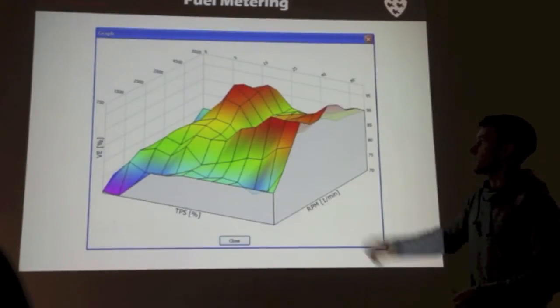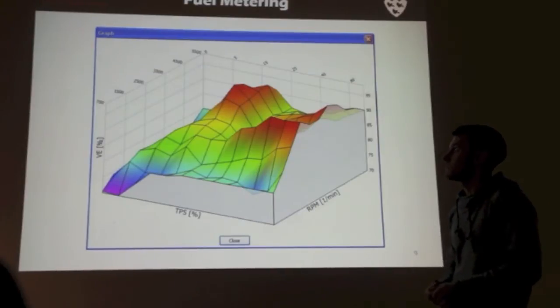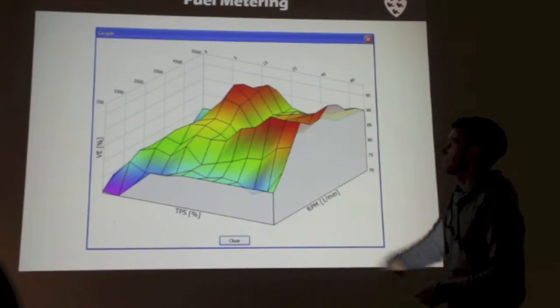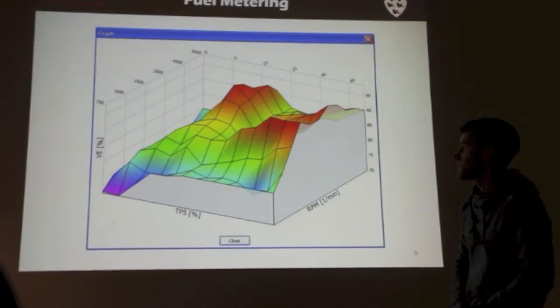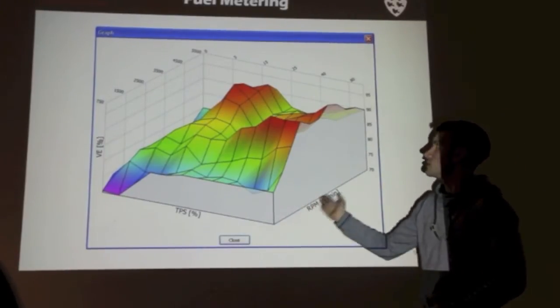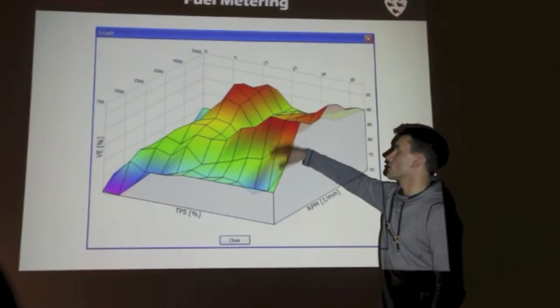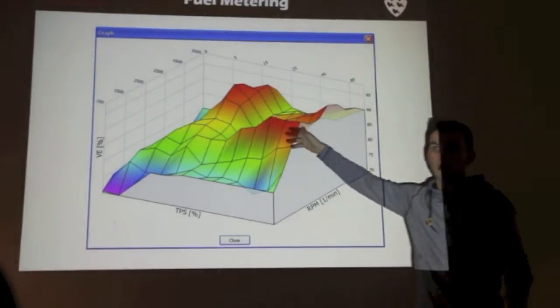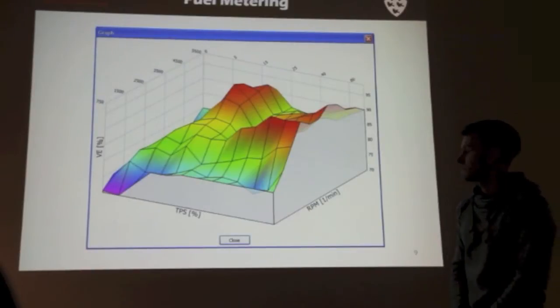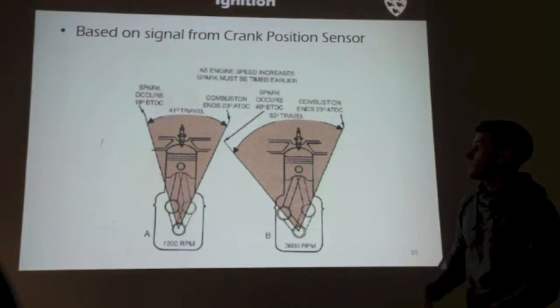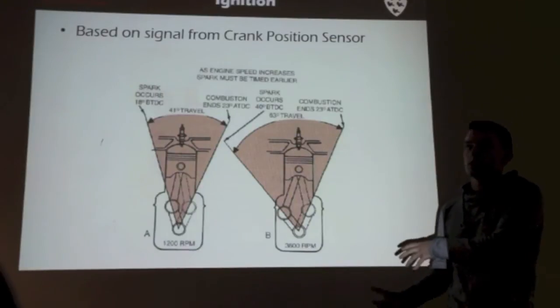Again, another representation of the same thing. Instead of having numbers on the z-axis, we've got contours. So again, RPM and TPS, and you can see high spots here where you're making power and torque, or whatever you want to visualize. So that's the fuel metering inside of it.